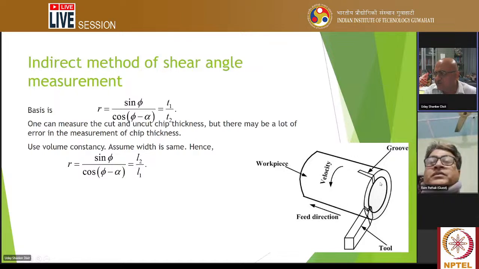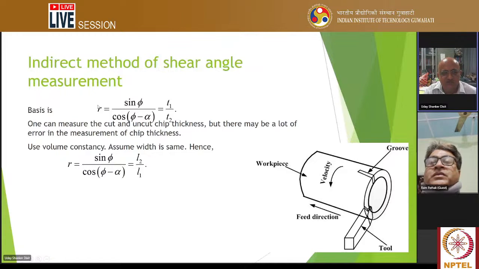How much it may be? Maybe 2.2, because the length will basically increase. Chip contraction, because the thickness increases actually. So the length will increase basically. So that is why it is called chip contraction actually.